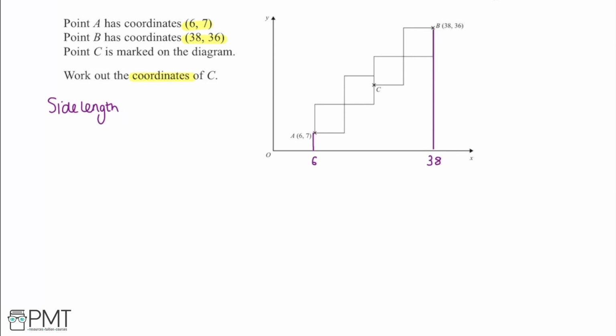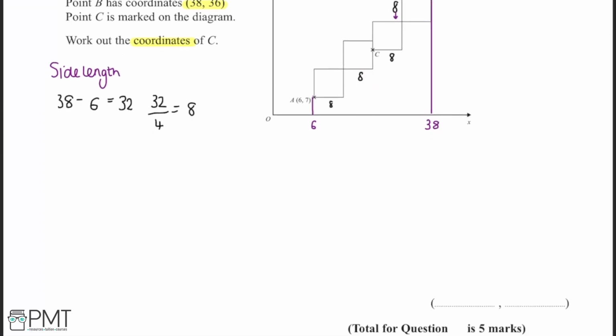So I can take the difference by doing 38 minus 6, which gives me 32. And then I need to take 32 and divide that by 4 to give me 8 for the side length of 1 square. So each of these lengths are going to be 8. And because they're squares, we also know the vertical lengths are going to be 8. So this length here. Now we can use this to work out both the x and y coordinate of point C.